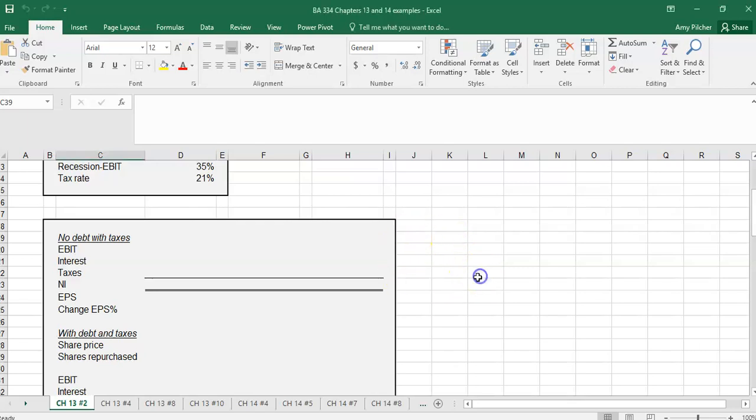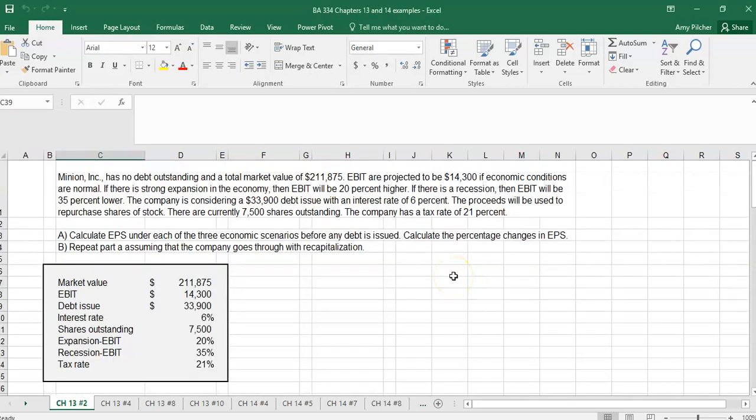Business Finance, Chapter 13 and 14 examples. So we're going to look at examples from 13 and 14. In Chapter 13, we talk about capital structure of an organization, and in Chapter 14, we talk about dividend policy of organizations. We're going to start with capital structure.